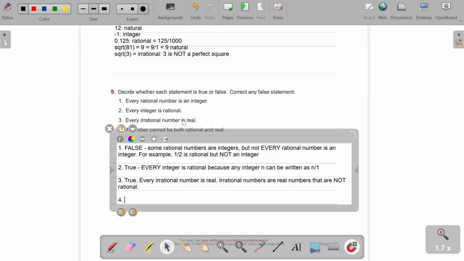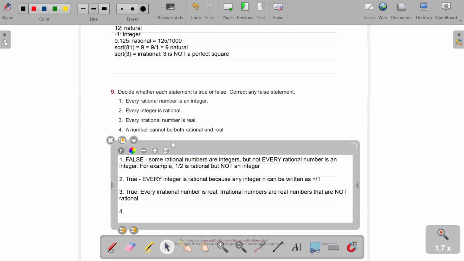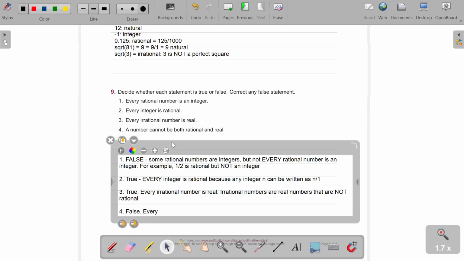The next one states that a number cannot be both rational and real. That's clearly false. Every rational number is real. Every irrational number is real. So this one is a false statement, and I would say that every rational number is real. So a number can be both rational and real. And that's basically going to be that.